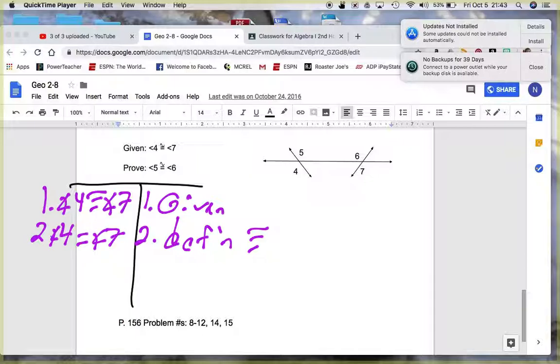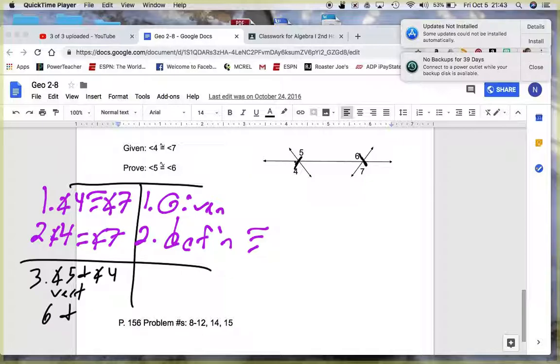But sometimes you look at a picture, like this one, and it doesn't tell you that these are vertical angles, but you see that they're vertical angles. So you can write, talked about this, right? Angle 5, angle 4, vertical. 6 and 7, vertical. And that's by definition of vertical.